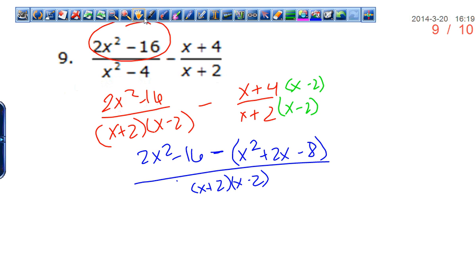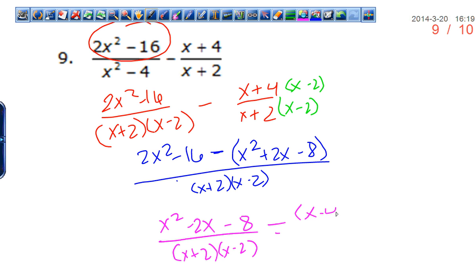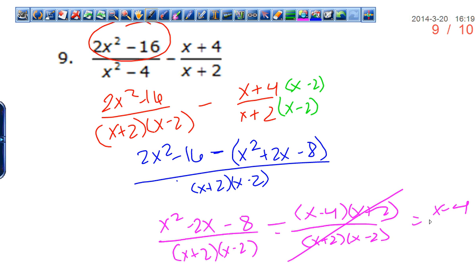So 2x squared minus x squared is x squared. Negative 16 minus negative 8 is going to turn into minus 8. And then I got minus 2x all over x plus 2, x minus 2. And then factor this, x minus 4, x plus 2. And look at that, something's going to cancel. Boom. So my answer is x minus 4 over x minus 2.